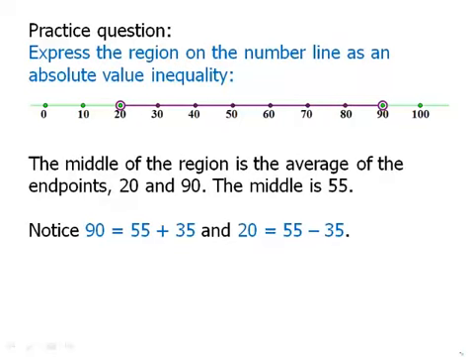Notice also that the endpoints are not included, so we cannot go as far as 35. We have to go a distance that is less than 35. So in other words, the distance from 55 is less than 35. And that is the absolute value inequality that exactly expresses that particular region.